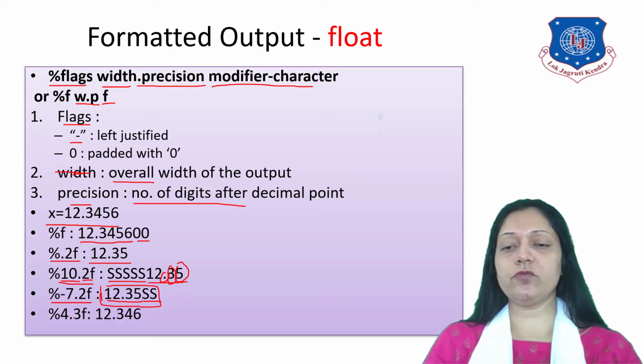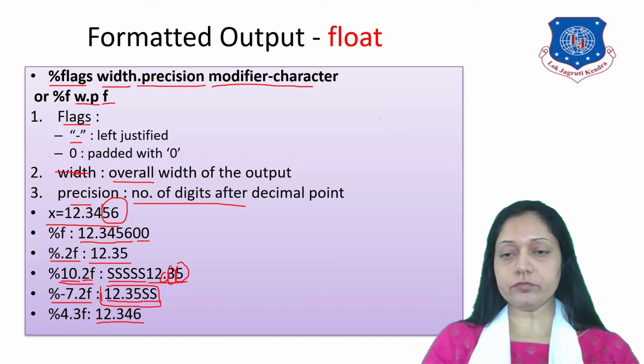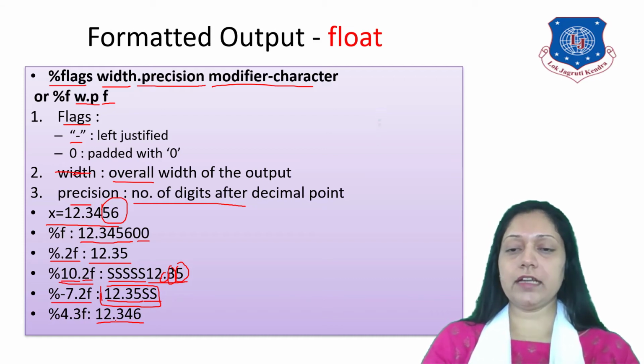Next is percentage 4.3f. So after the decimal point there should be 3 digits. So it becomes 12.346, right? This 5 will be rounded up to 6. So 346. Since the width is less than the number of digits that has to be displayed, the minimum space we require here is 5 digits and 1 dot, that is 6 spaces, but we have specified a width less than that, so it would be ignored by the compiler and directly the output would be displayed, that is 12.346.